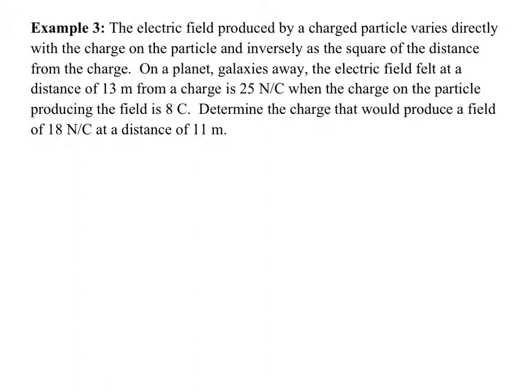So we know that the electric field produced by a charged particle varies directly with the charge on the particle and inversely as the square of the distance from the charge. On a planet galaxies away, the electric field felt at a distance of 13 meters from the charge is 25 newtons per coulomb when the charge on the particle producing the field is 8 coulombs. The units in this case don't really matter, but we can show how they come into play. Determine the charge that will produce a field of 18 newtons per coulomb at a distance of 11 meters.